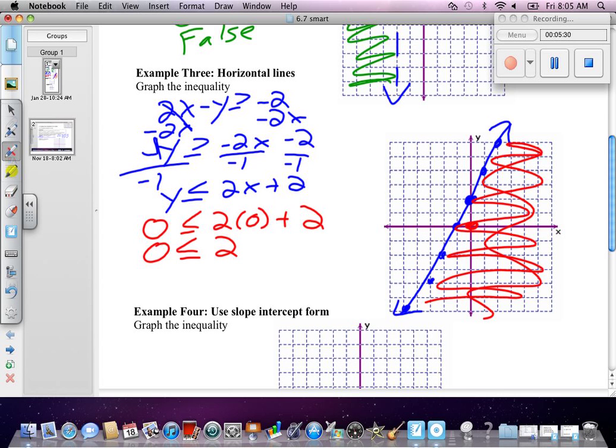How are you guys feeling about this? Okay, so first you get it in slope-intercept form. You graph the line, decide if it's dotted or solid line, and then you plug in 0 to figure out where you shade. So there's 4 steps.